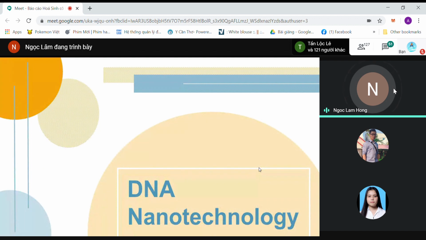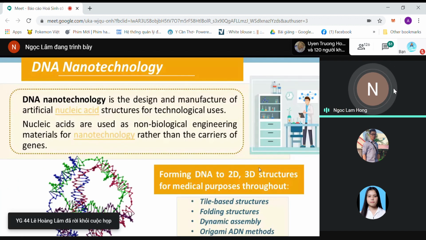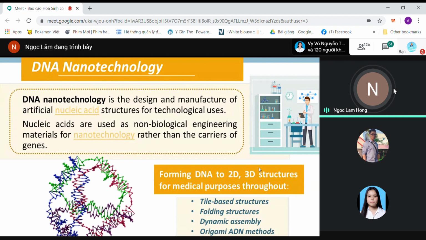Okay, let's move to DNA nanotechnologies. DNA nanotechnologies is the design and manufacture of artificial nucleic acid structures for technological use. Nucleic acids are used as non-biological engineering materials for nanotechnologies rather than as the carrier of genes, forming DNA into two-dimensional and three-dimensional structures for medical purposes through the four structures below.